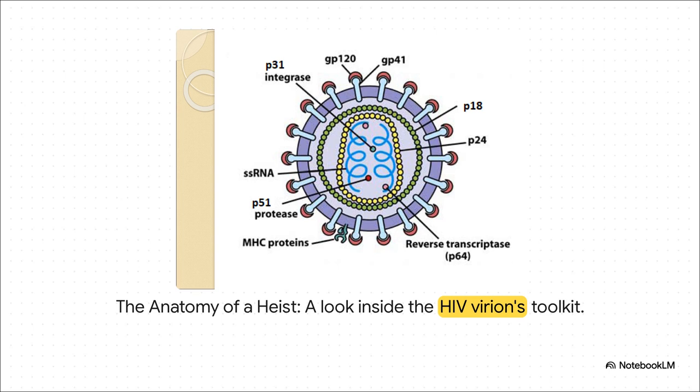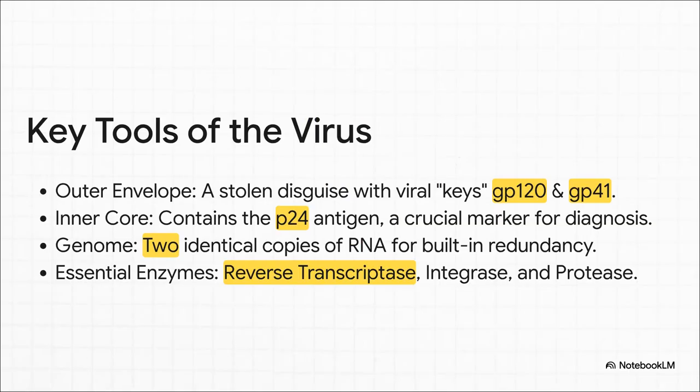So now let's zoom in on the virus particle itself, the virion. And I want you to look at this not as just some random blob, but as a precisely engineered machine. It's a tiny, sophisticated piece of equipment built for one purpose and one purpose only: infiltration. Every single piece you see here is a critical tool for a biological heist. Let's walk through this toolkit.